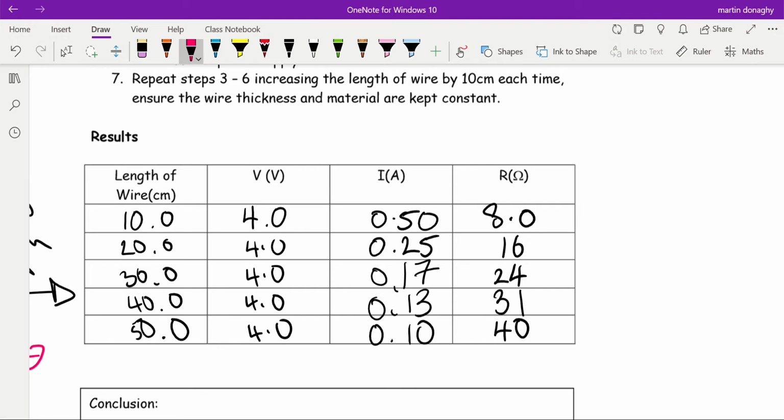If you notice here, both our voltage and our currents are to two significant figures. Therefore, when I do V divided by I, my answer should be to two significant figures. So for the first one, that means it should be 8.0, two significant figures. But for the second one, we don't put in a decimal place there because the 16 in itself is two significant figures. So plot those results on a graph and then check yours against mine, which is to the right.